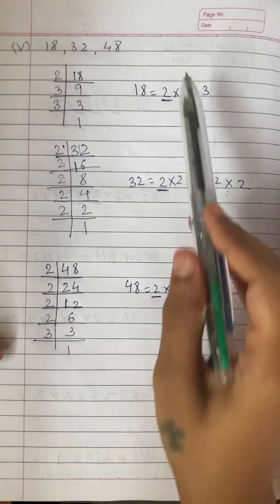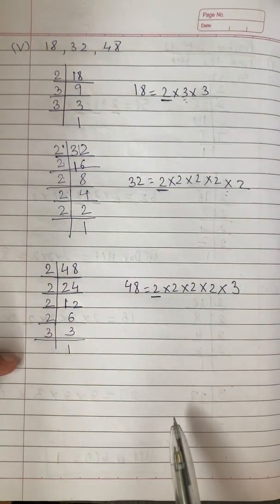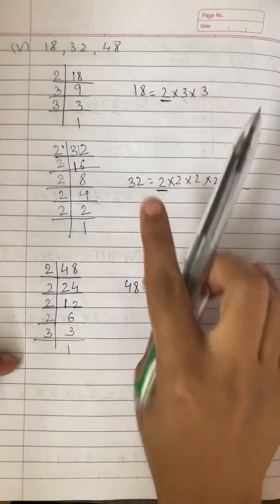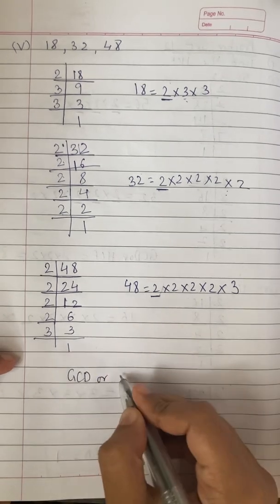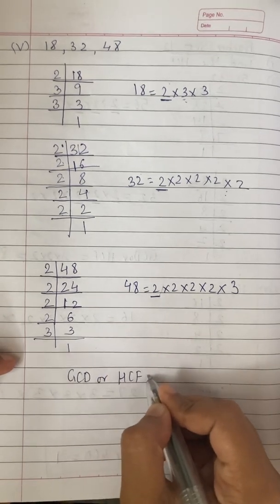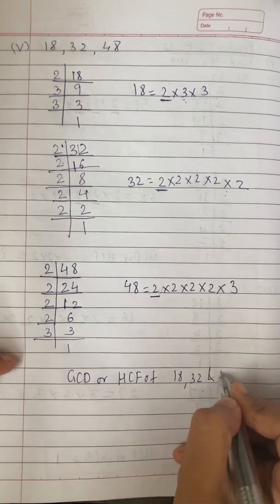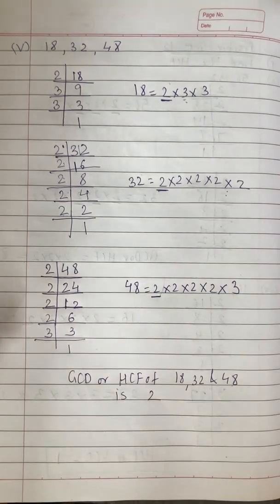But the numbers which are common in all the three numbers, only those numbers we have to take. So we can see here only 2 is common, only one 2. That's why GCD or HCF of 18, 32 and 48 is only 2.